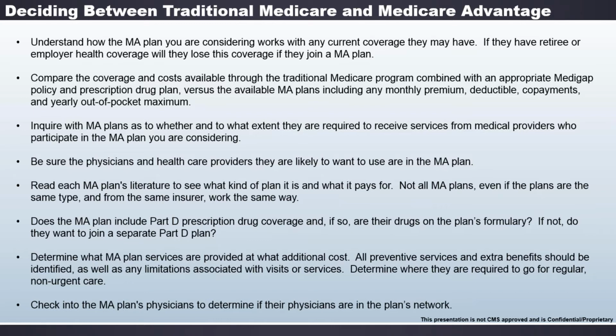Compare the coverages and the costs available to them. What is it going to cost them if they want to go ahead and go with A, B, and throw D on there as well as Medigap? Or what is it going to cost them if they just go with the standard C plan and then maybe do a standalone D plan? What's going to be the difference with the premiums, the deductible, and the co-payments, as well as the out-of-pocket maximums?